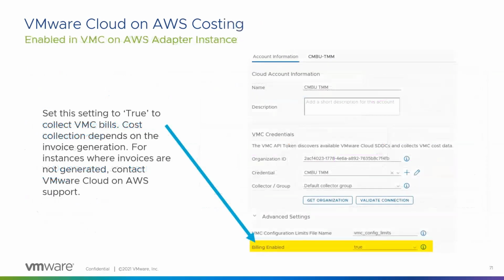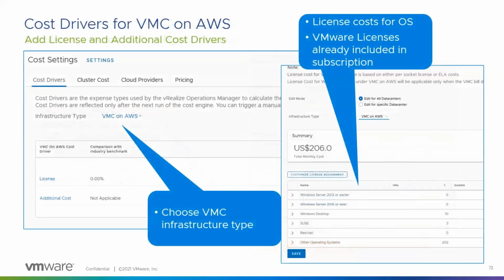What's nice is when you select this billing enabled option, it tells the system to actually start collecting the bill. Once it has that, it can start doing the costing based on that bill. I also mentioned we do have the ability to add in a few cost drivers that apply to VMware Cloud on AWS. These give you the ability to customize your license costs, and also to add in additional costs, like per VM costs based on tags if you wanted to. So it's a way of additionally tweaking and customizing the cost of the VMC environment.